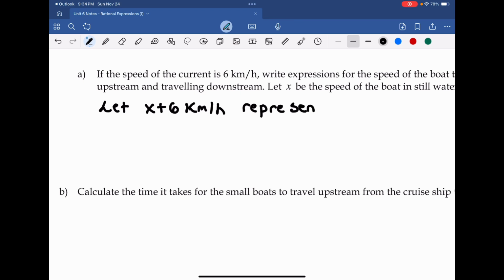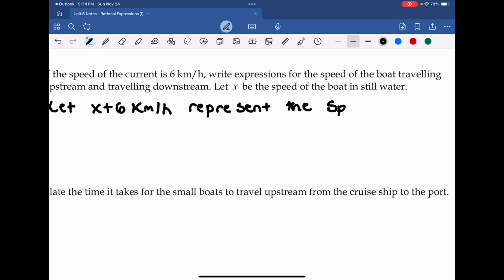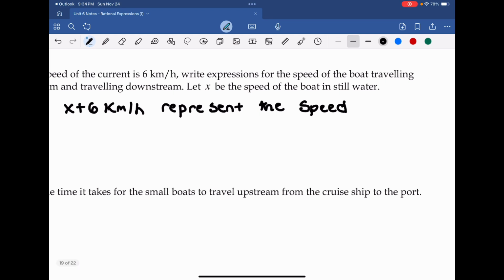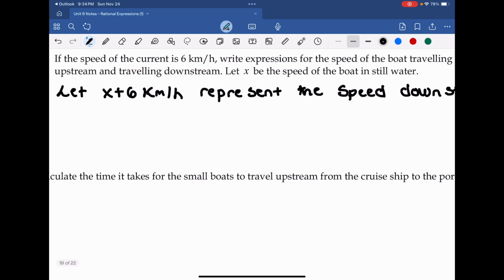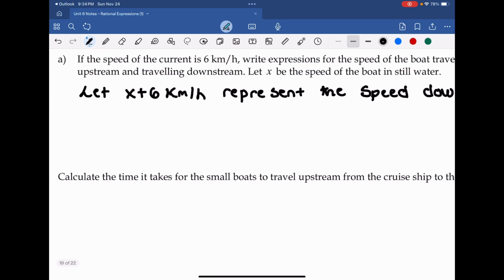represent the speed downstream. And again, the reason we say it represents the one downstream is because when you are adding speed, it means you're being helped. And when you go downstream, the current is pushing the boat down the stream. So we consider this to be a positive in terms of our extra velocity or extra speed.